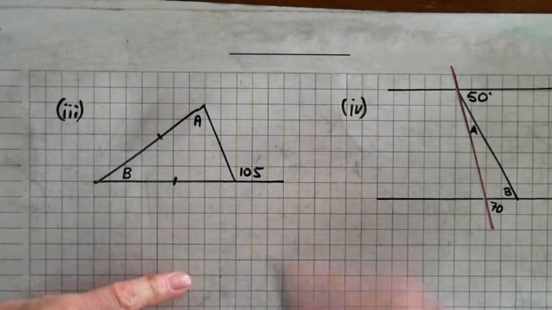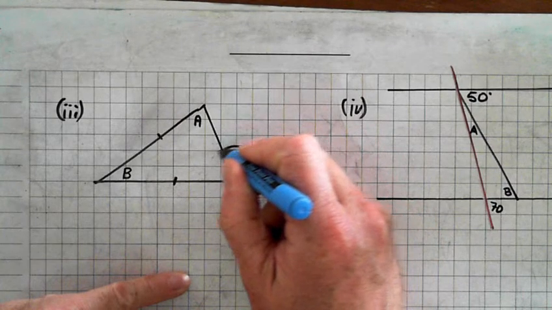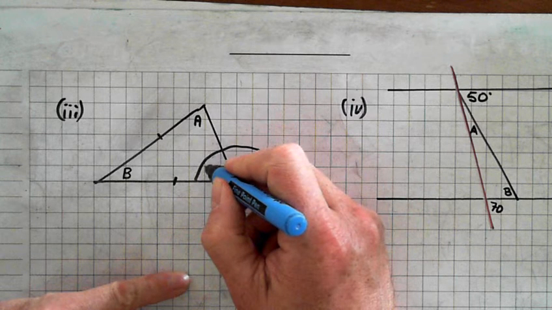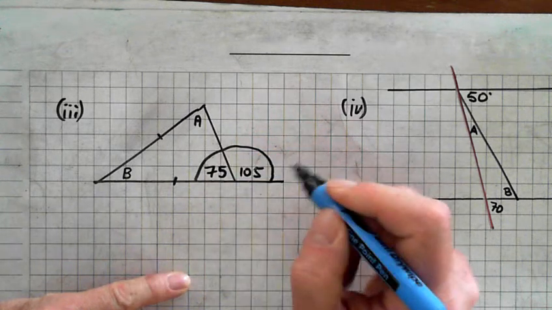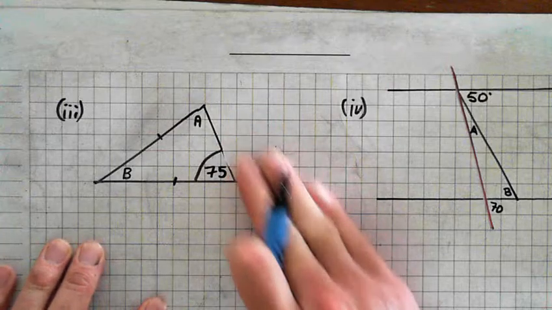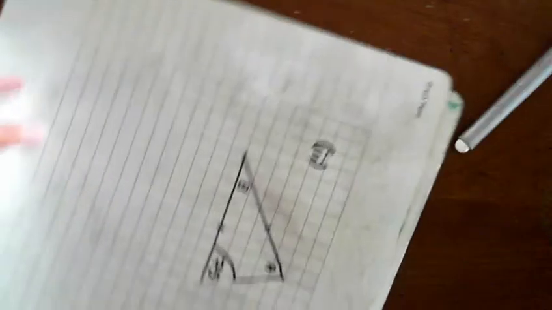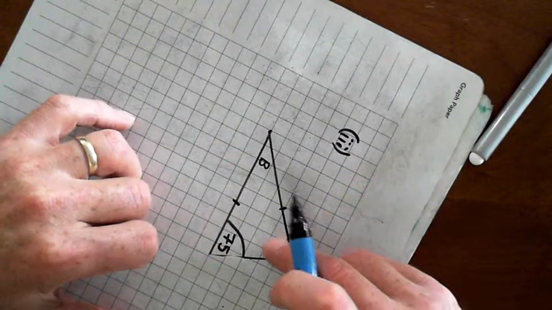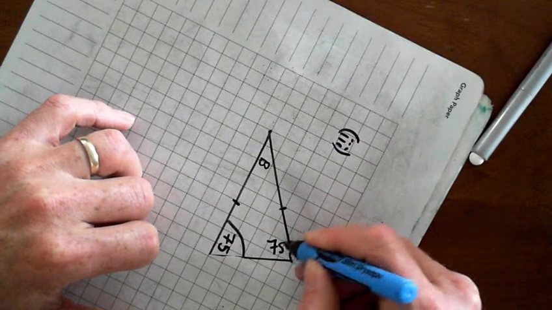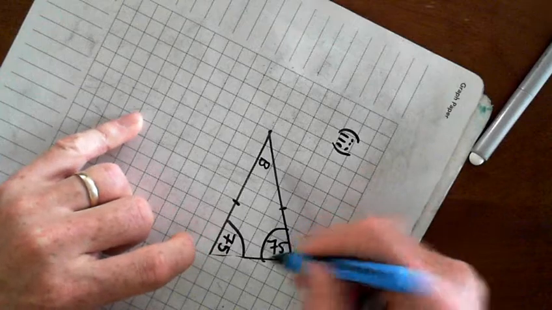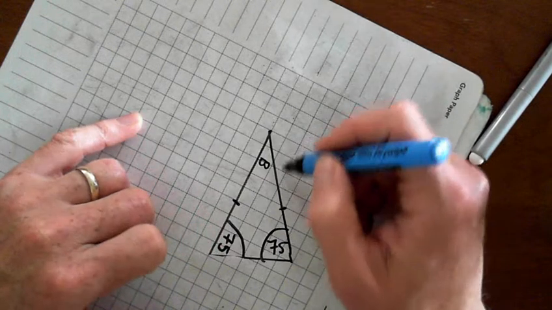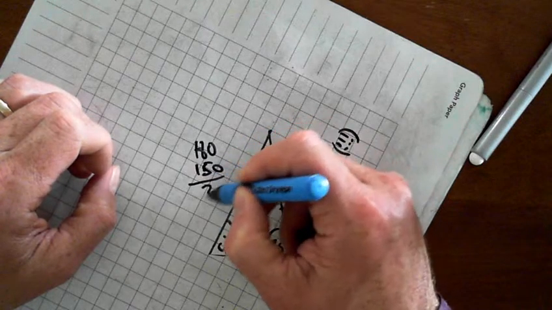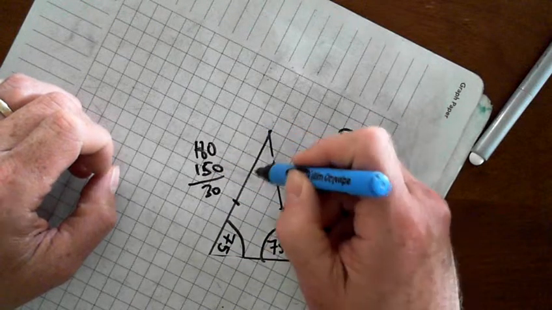Question 1, part 3. This is 105, so that means this angle here, 180, what is it? 75. And then if I just rub that out and turn it around, it is an isosceles triangle, which means those two lines are the same. That means A is equal to 75 too. So 75 plus 75 is 150. 150 from 180 is 30. So B is equal to 30.